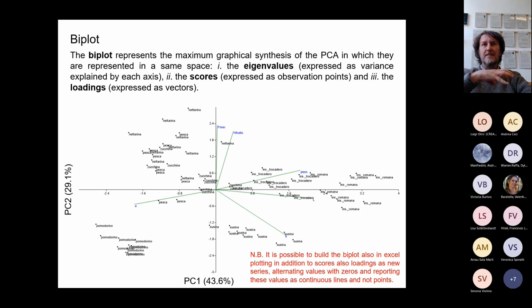This is the best graphical representation of a PCA. This plot is named biplot. In this plot, we can see the first information, that is the explained variance: 43.6% for PC1 and this other percentage for PC2. The coordinates, so the scores, are the black dots with the labels here, and the loadings are represented as vectors.